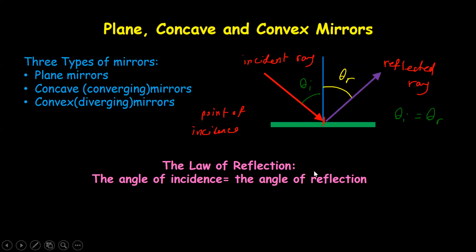Okay, right now let's look at different types of mirrors. There are three types of mirrors: plane mirrors, or we can name them flat mirrors, and curved mirrors, which include concave mirrors and convex mirrors. A plane mirror is a flat reflective surface.